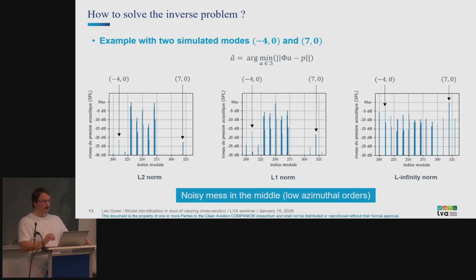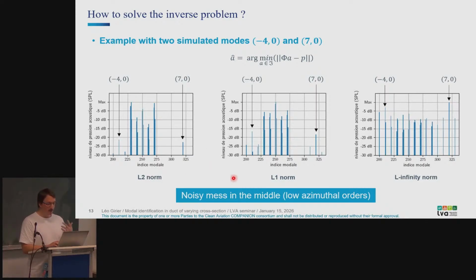Okay. Also, just to show you something that I didn't talk about, how do I solve the inverse problem? Because there is something to do here as well. And to explain that, I will show an example of a combination of two modes, -4,0 and 7,0. And basically what we want to do is to find the complex coefficients that minimize the residuals of the system, the projection of the mode on the modal basis.